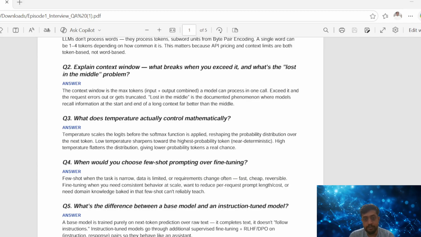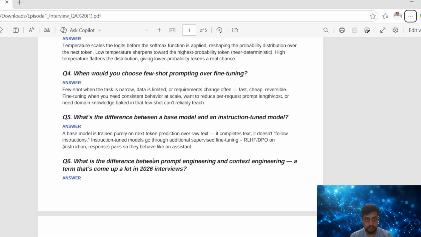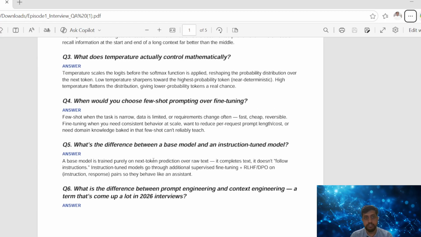So low temperature is near deterministic, giving you a near-deterministic answer. High temperature flattens the distribution, giving low-probability tokens a real chance, so the LLM's response is non-deterministic. Temperature is a very important concept. If you see my previous videos, I have mentioned the same things for you guys, so make sure you watch them. Okay, next question: when would you choose few-shot prompting over fine-tuning?